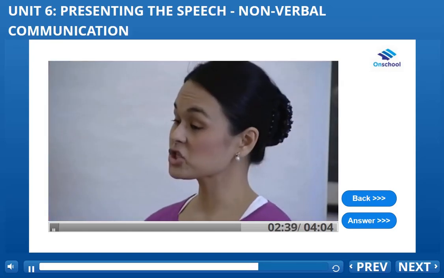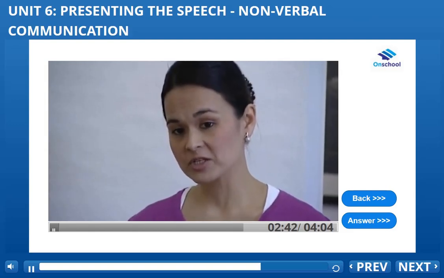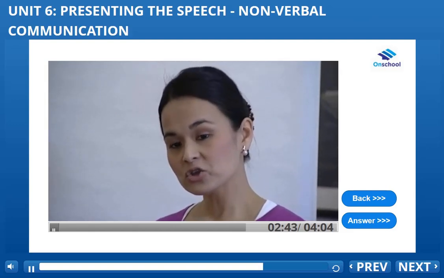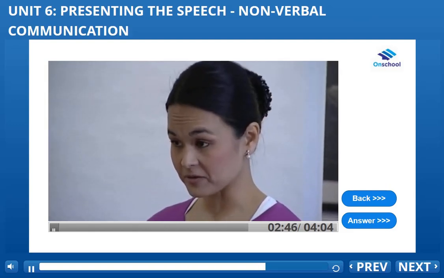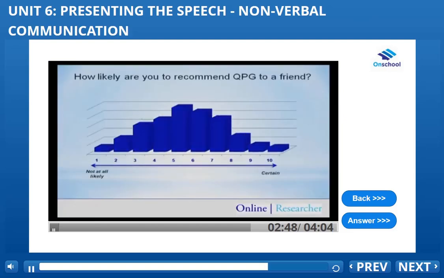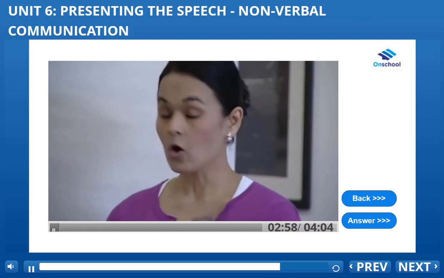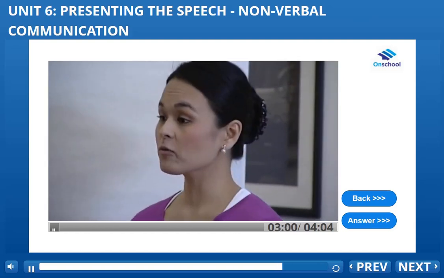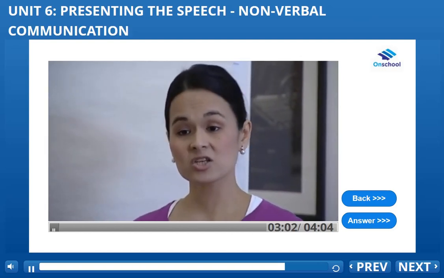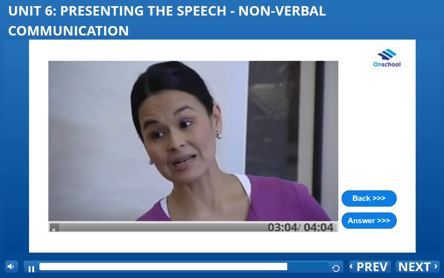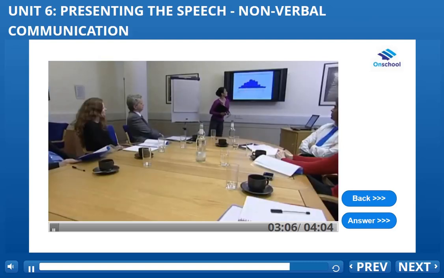So let's begin with question 1, which asks your customers how likely they are to recommend your company to a friend. As you can see, we have used a scale with 0 being not at all likely and 10 being extremely likely. According to this chart, the overall response indicates that customers are fairly likely to recommend your company.